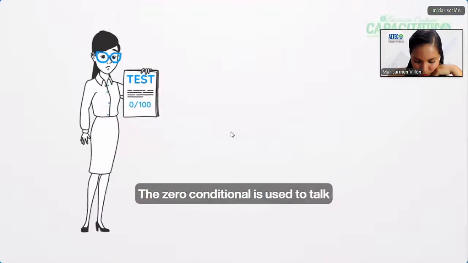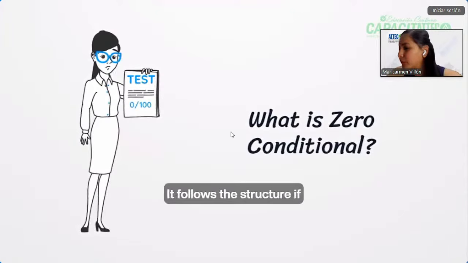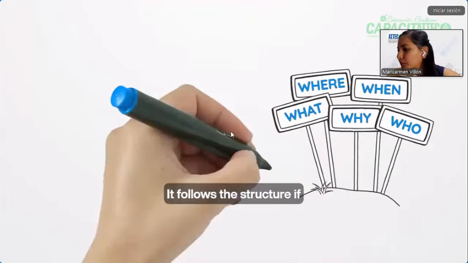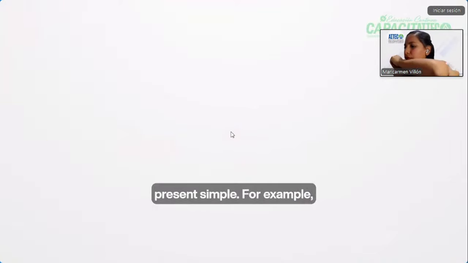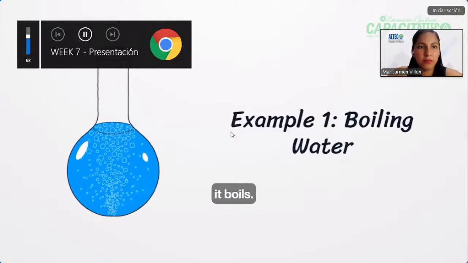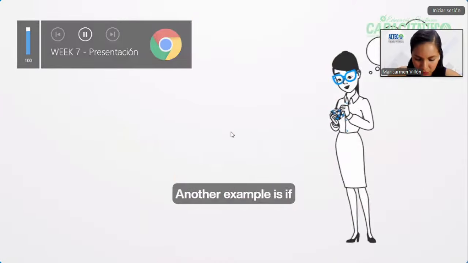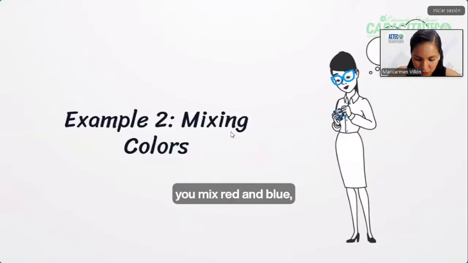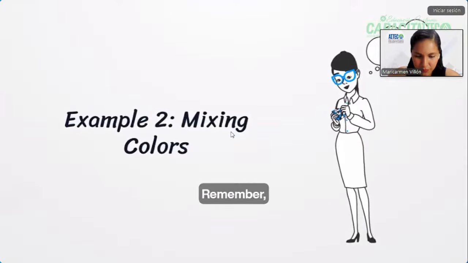The zero conditional is used to talk about facts and general truths, especially in the present tense. It follows the structure if plus present simple plus present simple. For example, if you heat water to 100 degrees, it boils. This is a scientific fact. Another example is, if you mix red and blue, you get purple. This describes a truth in color mixing.